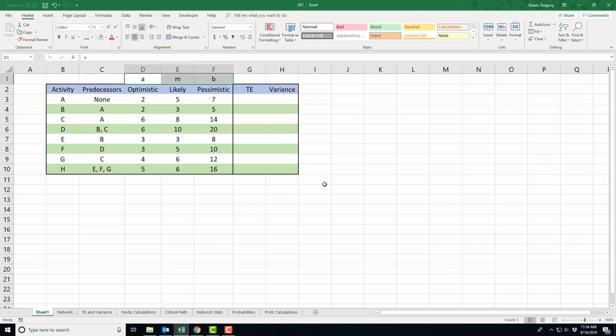And then from there, I can construct this expected duration at each node and a variance at each node. But before I do that, I want to quickly construct the network that goes along just with columns B and C.